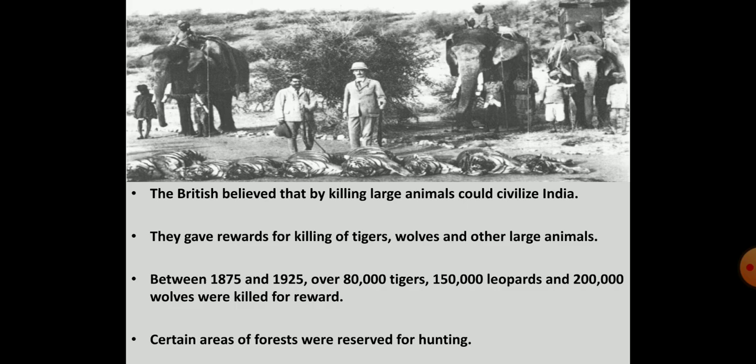They started giving rewards for killing tigers, wolves, and other large animals with the excuse that these animals were a threat to cultivators. Between 1875 and 1925, over 80,000 tigers, 1,50,000 leopards, and 2 lakh wolves were killed just to fetch rewards. Later, the killing of the tiger was considered as a sport trophy, and certain areas of forests were reserved for hunting.